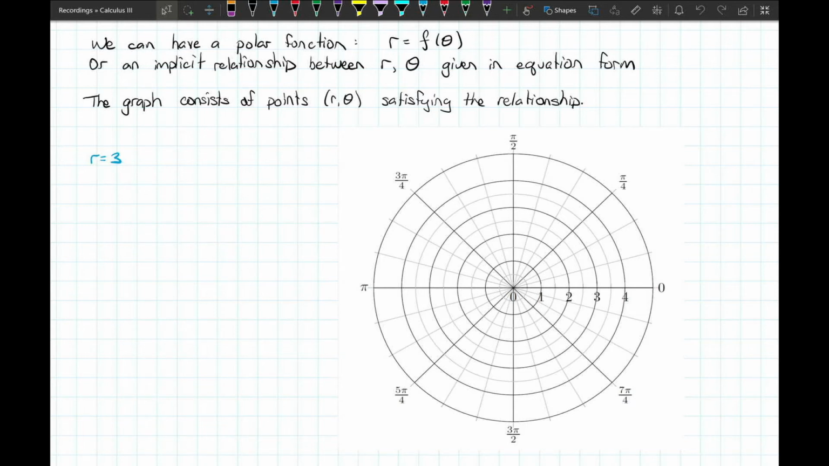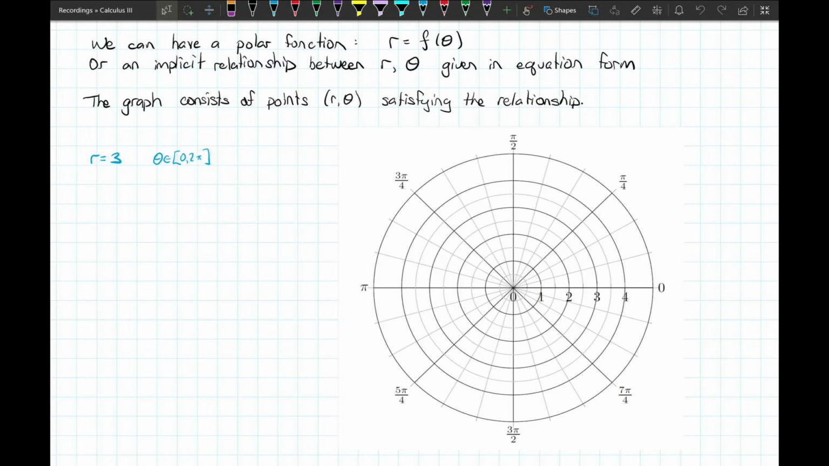Now, if it just is given as r equals 3 and you don't see theta in here, or even if you were to have r equal a function of theta, it would probably make a lot of sense to know what the domain is. Since it may not be all real numbers, let's say in this case we just want theta from 0 to 2 pi, which is pretty common.